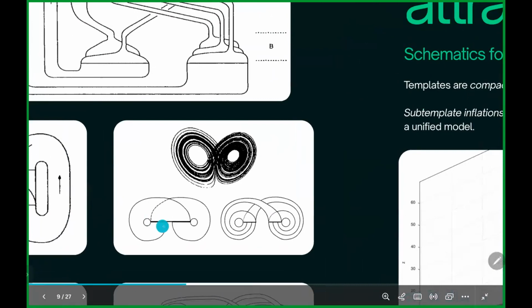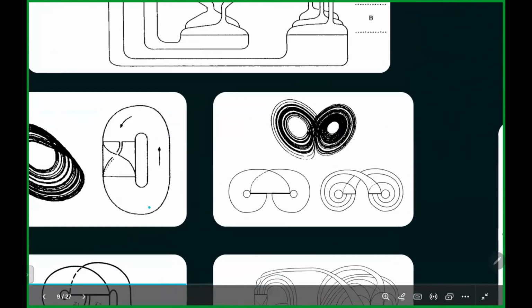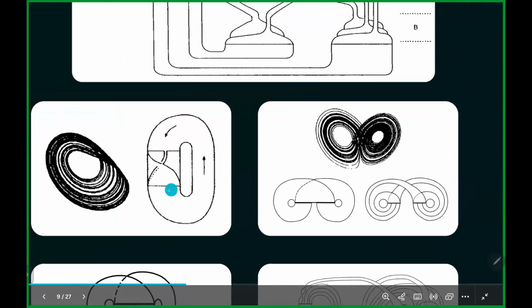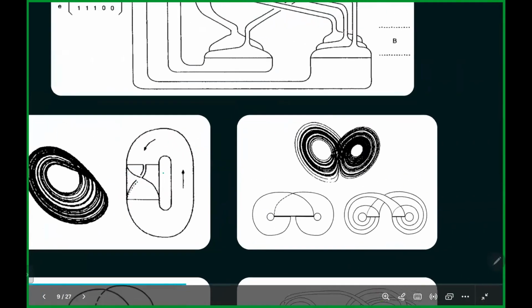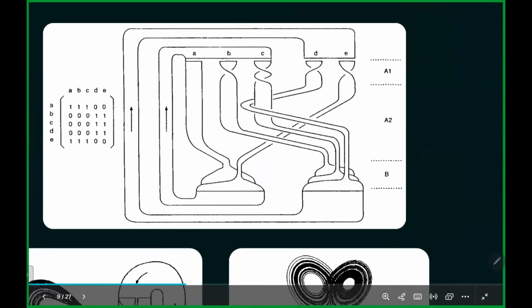So the joining locus for this template is right here. And like the joining locus for this template is right here. And then you have things like splitting here. And then pieces of it can fold over. And they can be arbitrarily complicated.